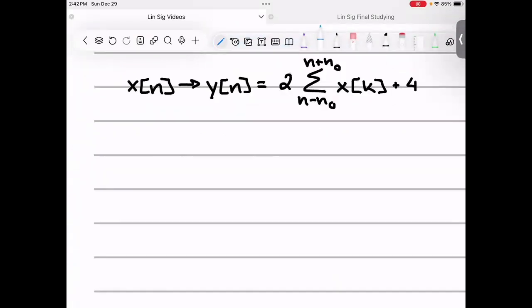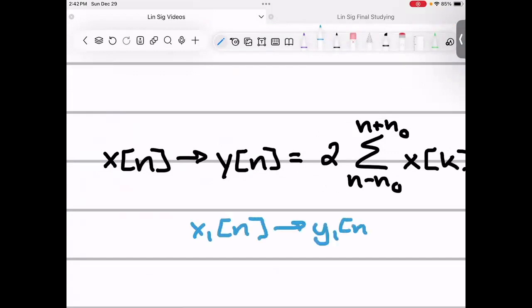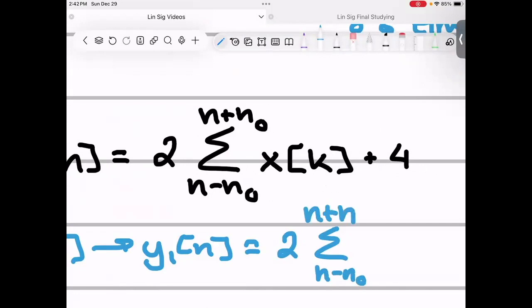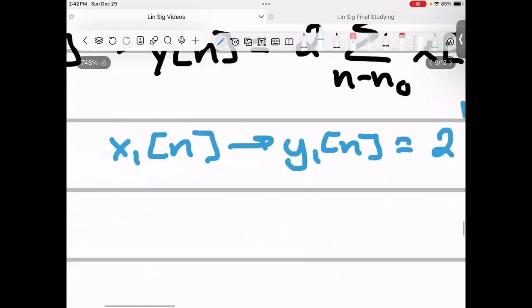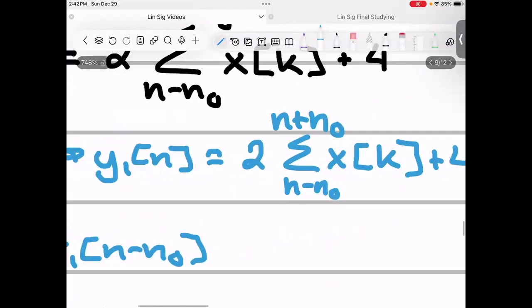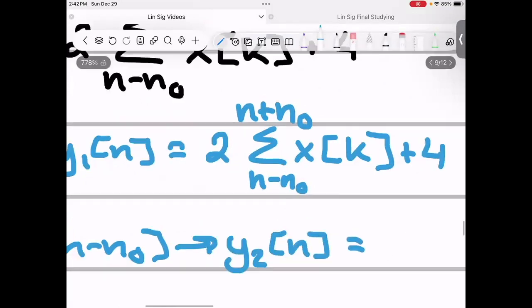Okay, let's try another example. We have x1 of n gives us y1 of n, which is equal to 2 times the summation from n minus n naught to n plus n naught of x of k plus 4. And now we have our x2 of n, which is x1 of n minus n naught, which gives us y2 of n, which is 2.